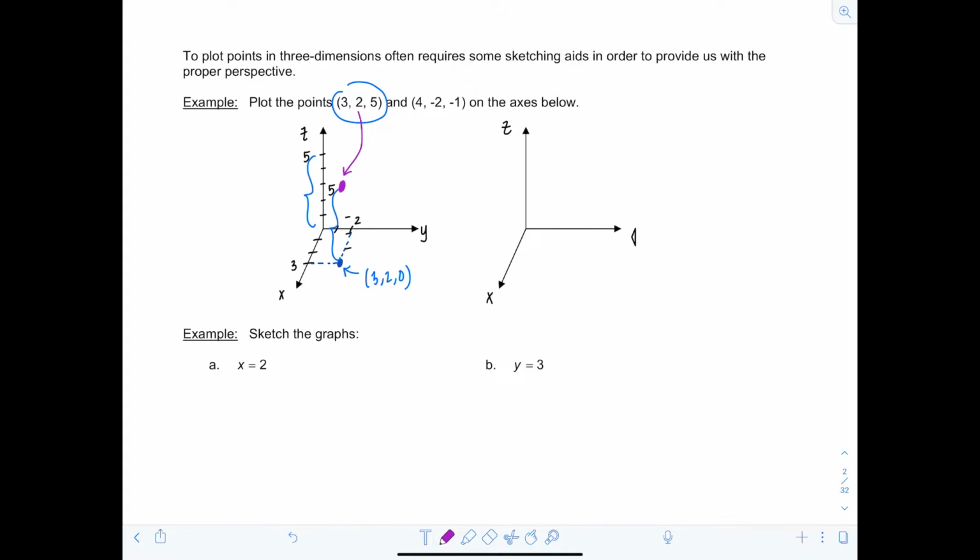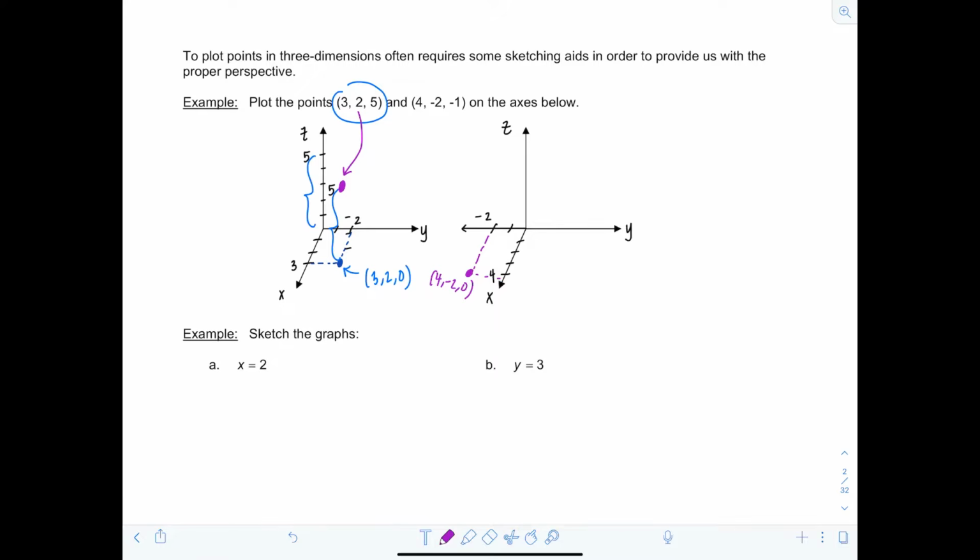Now, what about the next point here? We have (4, -2, -1). Okay, so same thing. I'm going to go 4 units in the x direction. So 1, 2, 3, 4. Now I need to go -2 units in the y direction. So I'm going to extend the y-axis a wee bit and then go -2 units. -2. Okay, so then I can see here, here's (4, -2, 0), right?